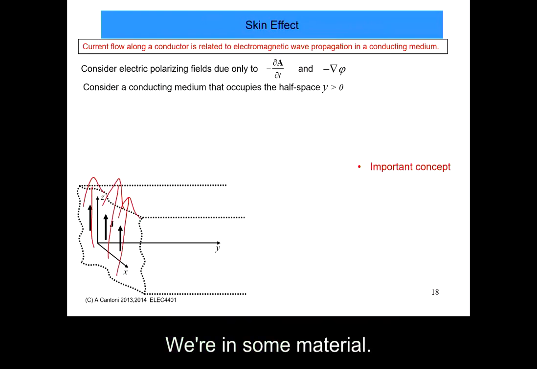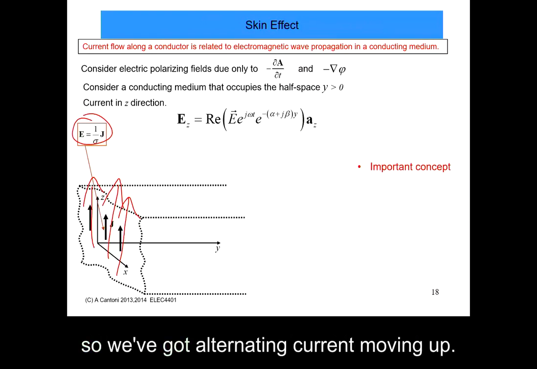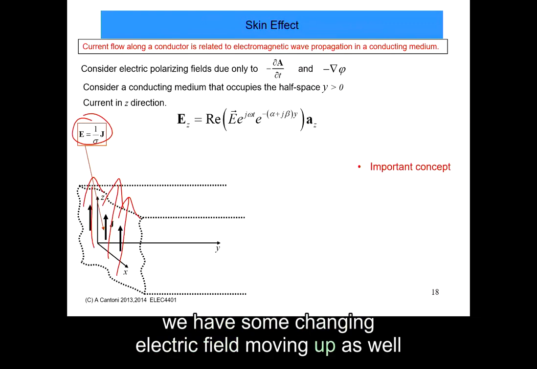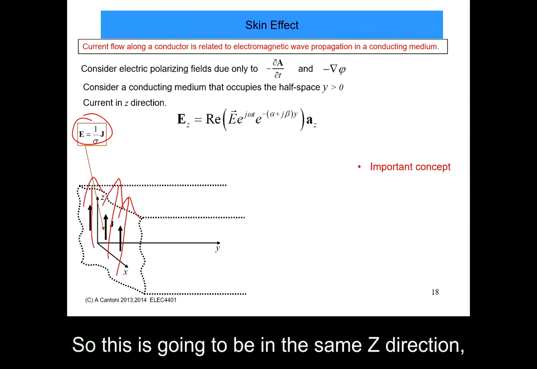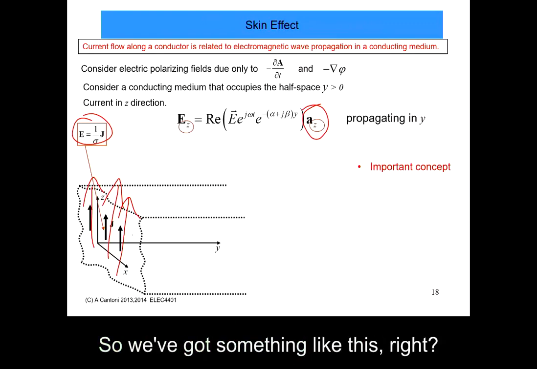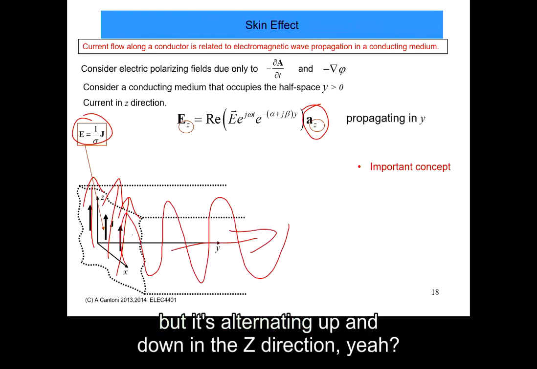We're in some sort of material. We don't really care what it is. We have that the electric field is equal to, so we've got alternating current moving up. We have some changing electric field moving up as well in the same direction. So this is going to be in the same z direction, but it's propagating in the y. So we've got something like this, right? It's moving in the y direction, but it's alternating up and down in the z direction, yeah?